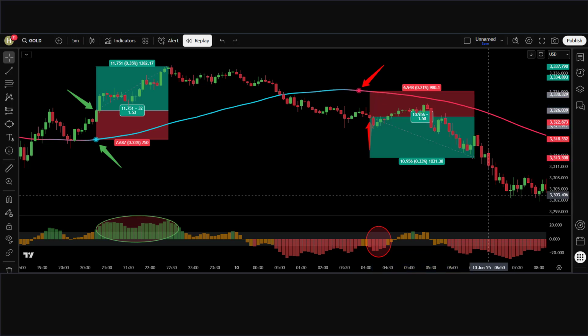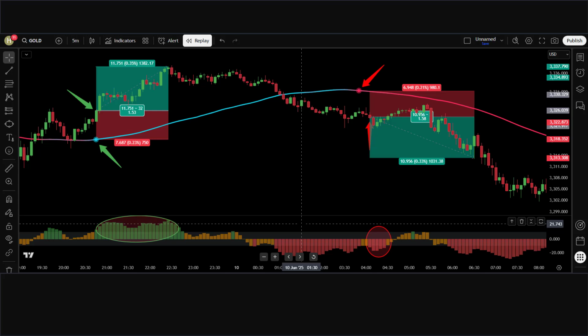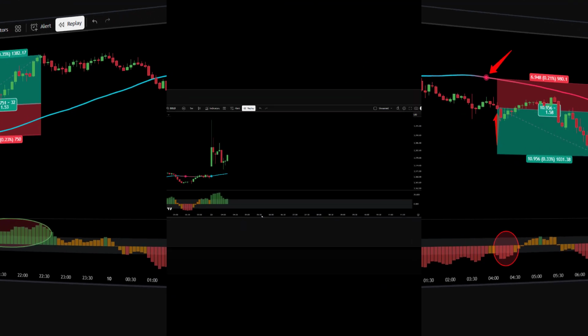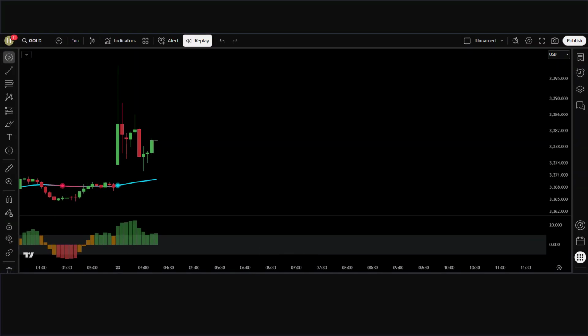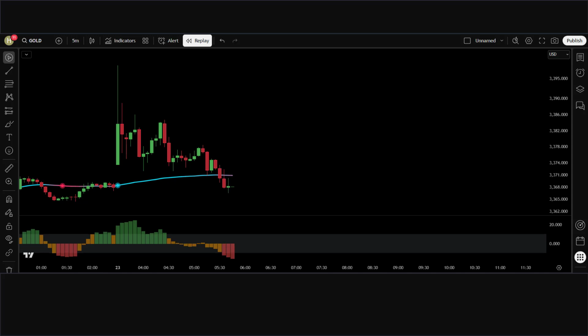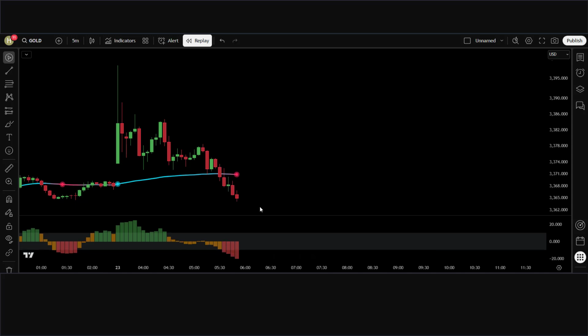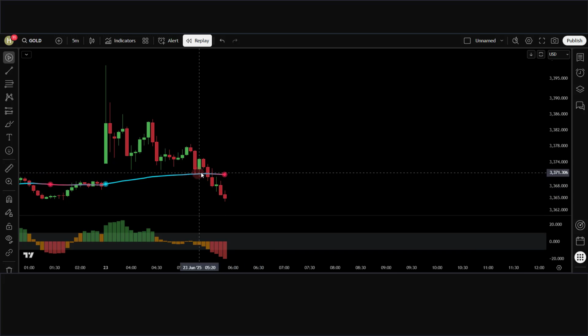I hope you must have understood this trading strategy. If not, then don't worry, we will see multiple trades so that you definitely will understand. If you have any question related to this strategy, then you can ask in the comment section. We will try our best to answer all your questions.